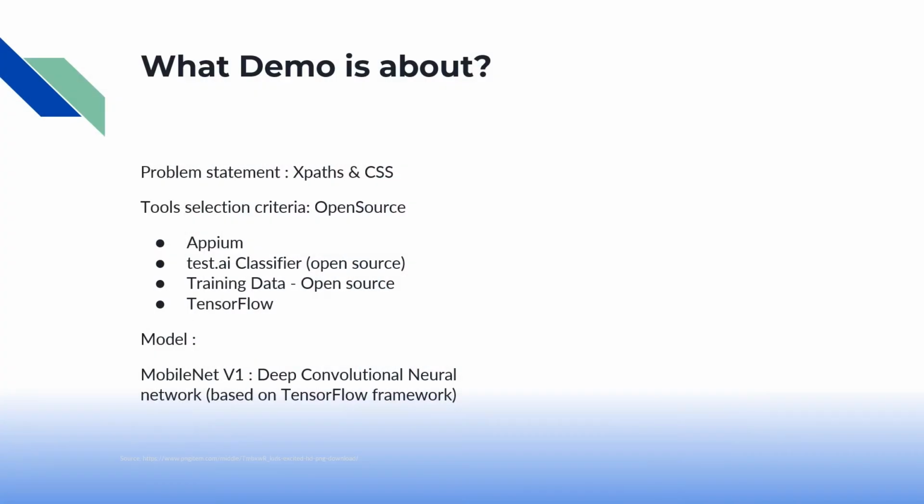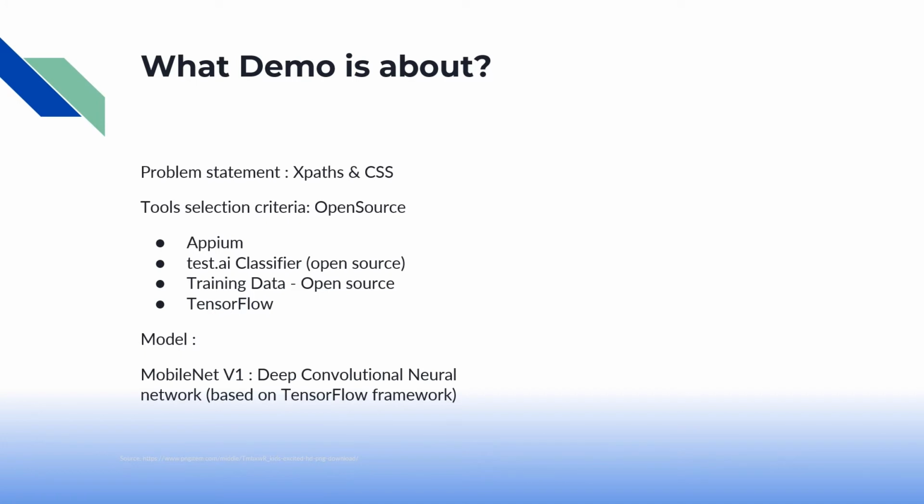So what is the demo about? I will be trying to solve one problem. The problem statement is XPath and CSS. Do you agree that XPath and CSS is actually a problem, or the locators themselves are a problem? I say the locator is a problem. Some people say a locator is a way to interact with the element, but I don't really think so. It's basically the problem.